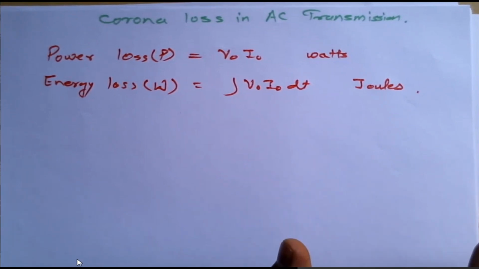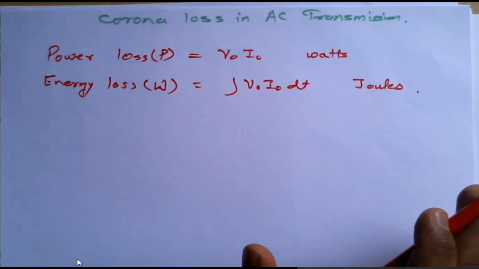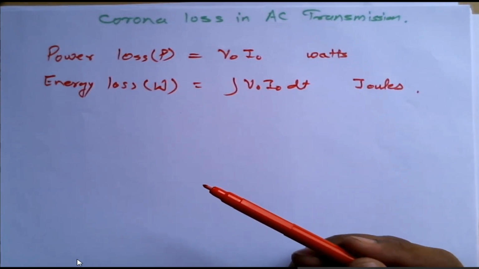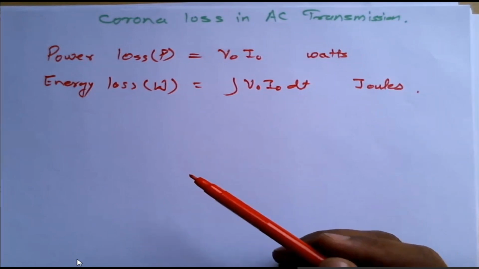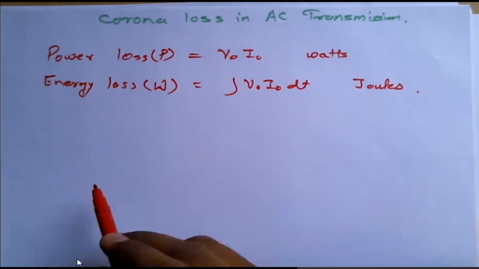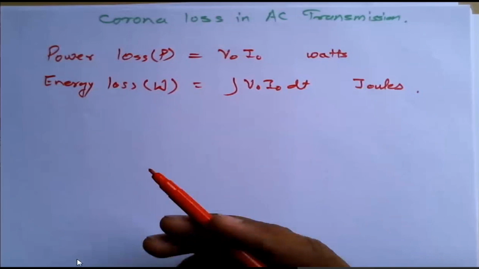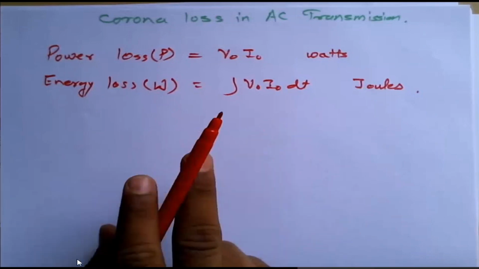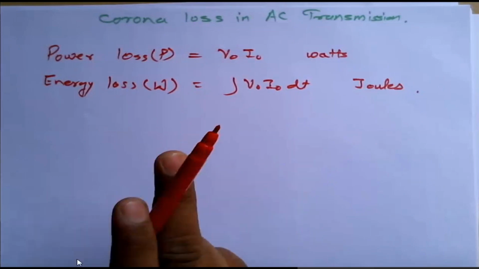So corona is exactly a power loss, especially in transmission systems, and even though it is a small percentage, it is accountable for part of the total losses. The significance of this corona loss increases in foul weather conditions. So there are definitely two factors on which this power loss depends.